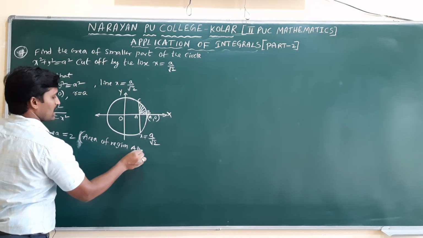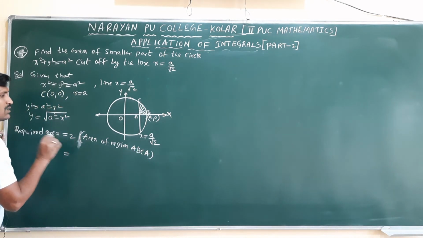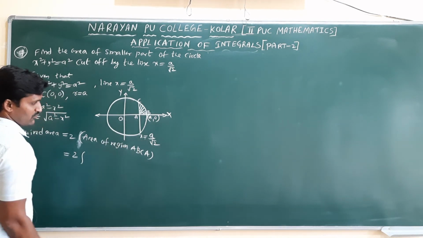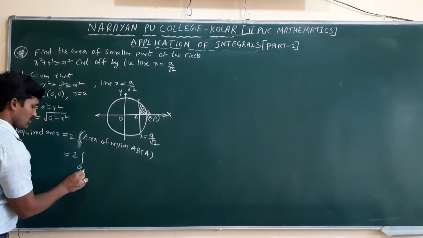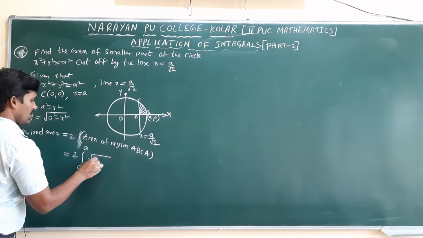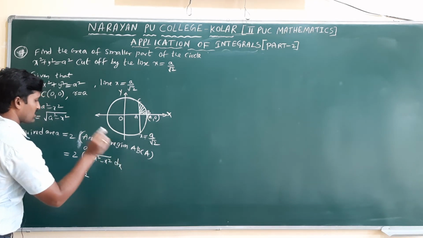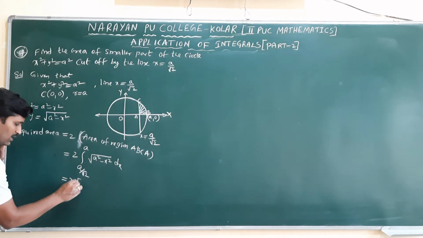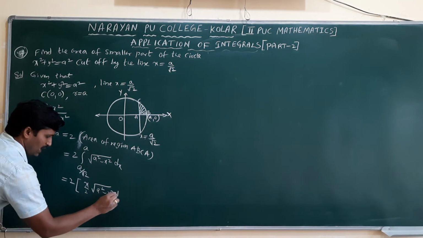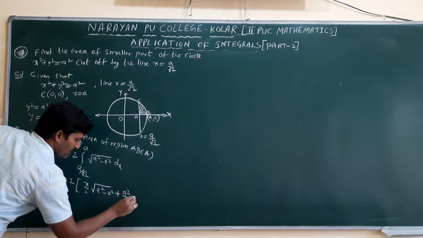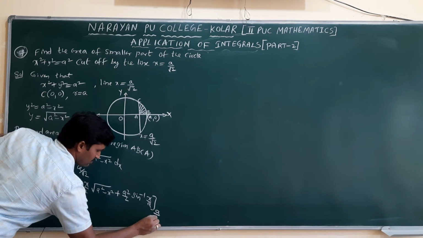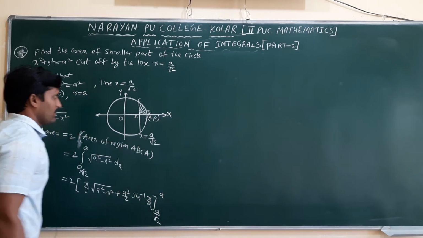What is the region? ABCA. 2 into integral. What is the limit? The lower limit of x is a by root 2 and the upper limit is a. The curve is root of a square minus x square dx. Here, look at the total area. The formula we know already: x by 2 into root of a square minus x square plus a square by 2 into sin inverse of x by a. The limits are from a by root 2 to a.